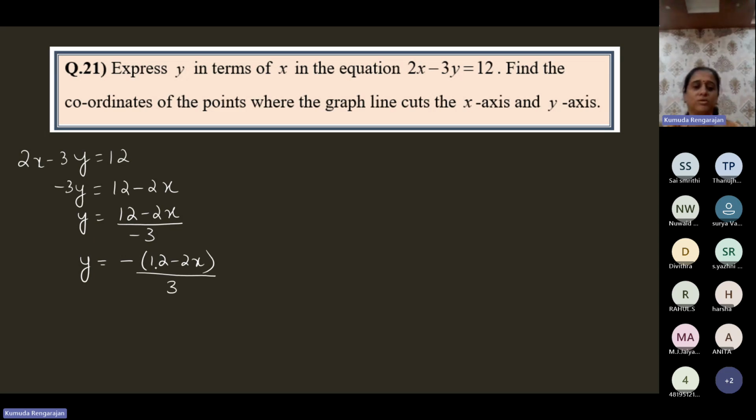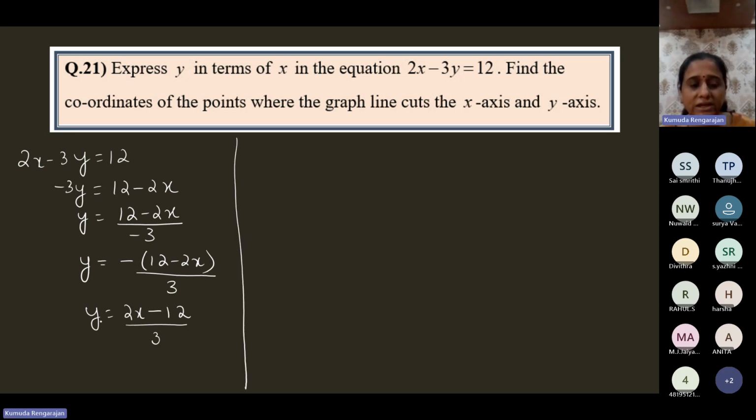Take that minus to the numerator. So y is equal to, when you multiply the minus inside, it will become minus 12. So we'll write that minus 12 here and plus 2x here, by 3. We'll write the positive term first: minus into minus, plus 2x, and then minus 12, by 3. So we have written y in terms of x.